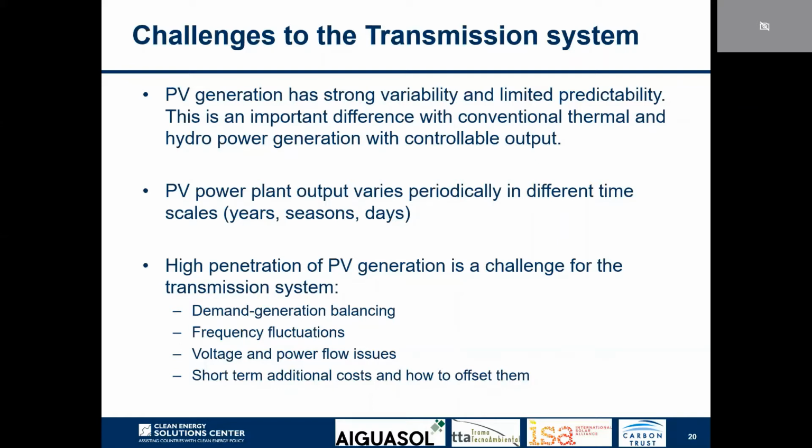Of course, the predictability of PV systems performance is key from that point of view. So the improvement of the algorithms that can predict that is of great importance to increase the penetration of PV systems generation into transmission systems. Demand generation balancing issues like fluctuations in frequency, issues related to voltage and power flows, or how to offset the short-term additional costs that the penetration of PV systems generation into the transmission grid brings are aspects that are of concern and are described in more detail in one of the webinars of this module.